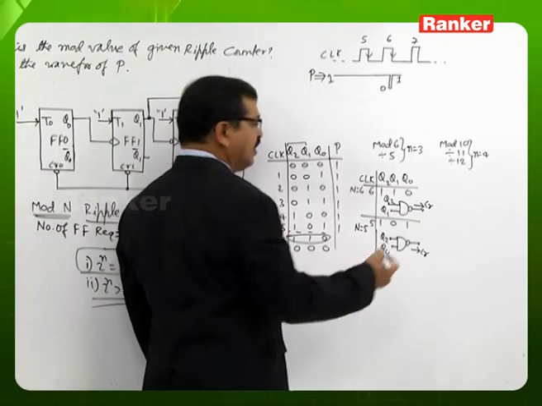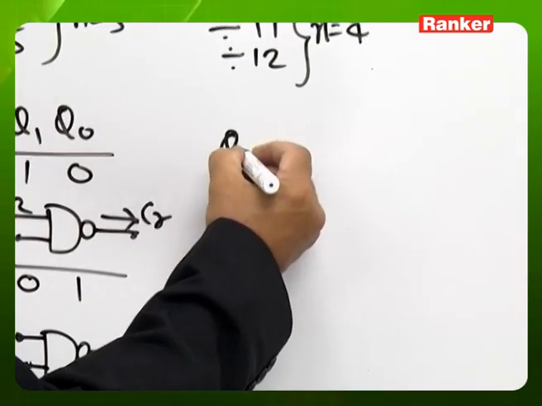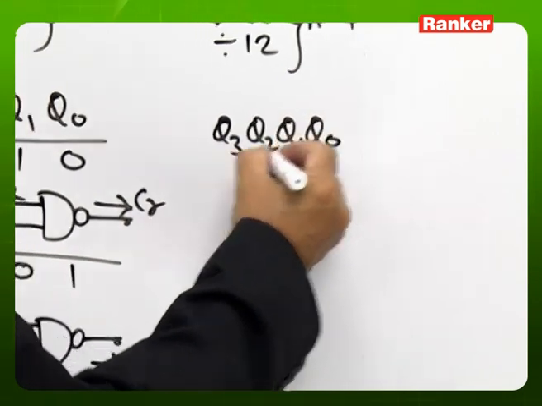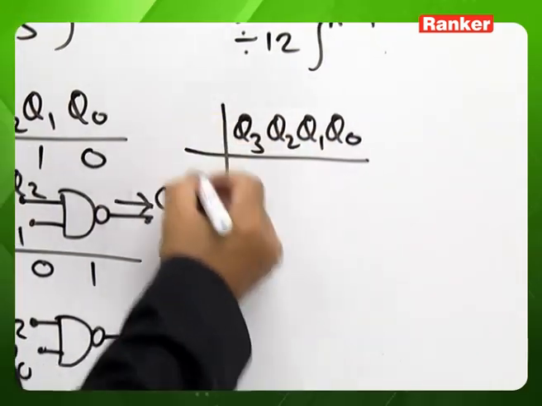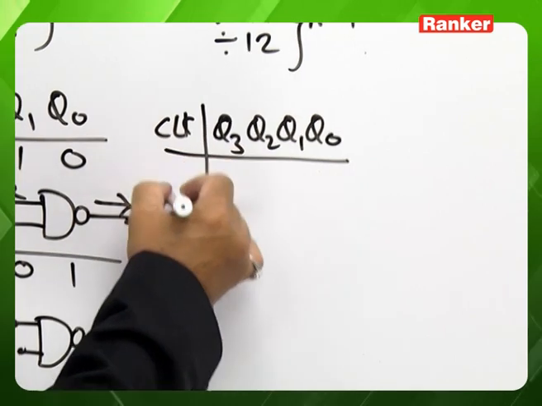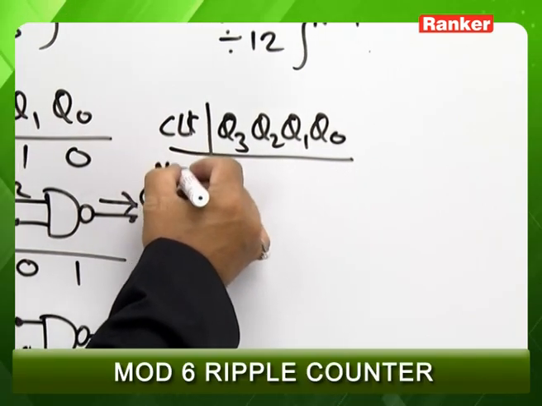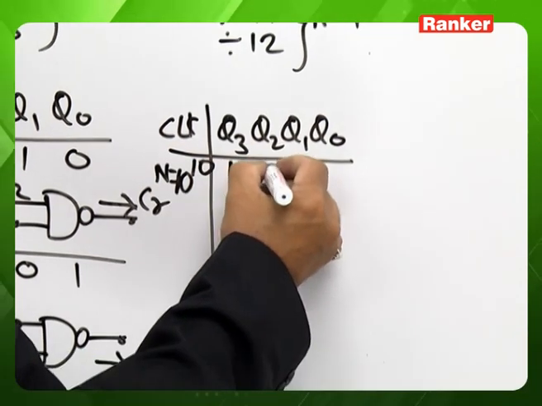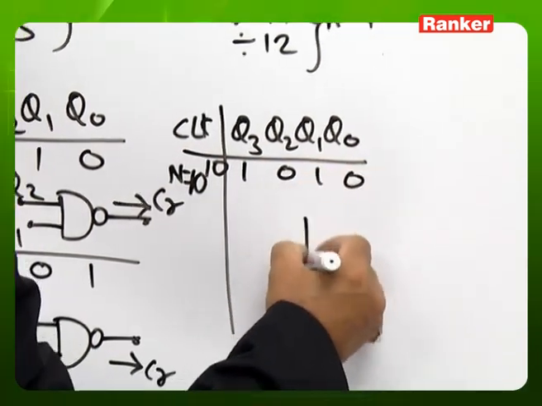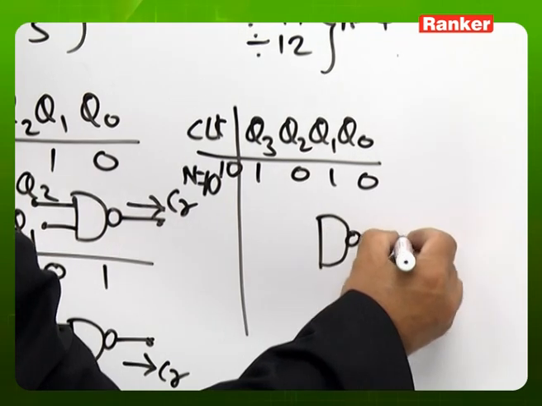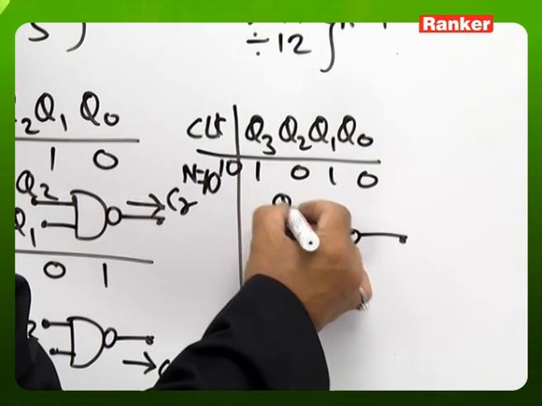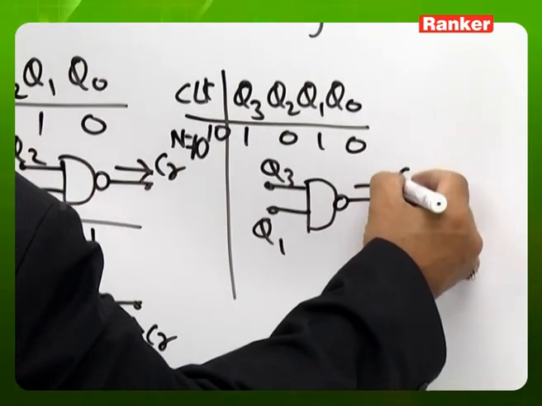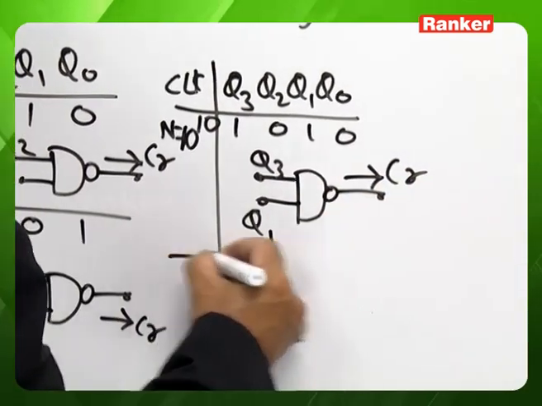Similarly, if you want a mod 10 counter, we need to use 4 flip-flops. The expected state at the 10th clock pulse is 1010, so the NAND gate inputs must be Q3, Q1. The NAND gate output will be coming as a clear input of all the flip-flops.